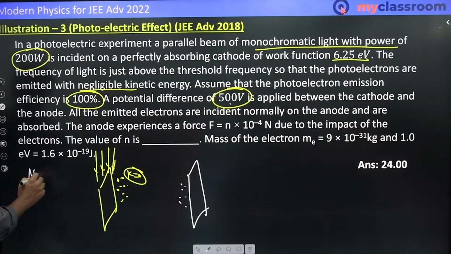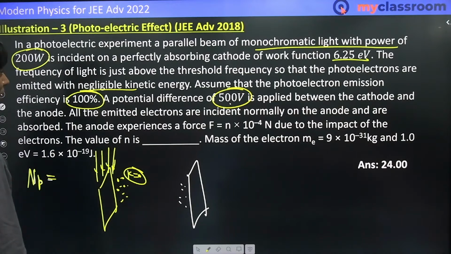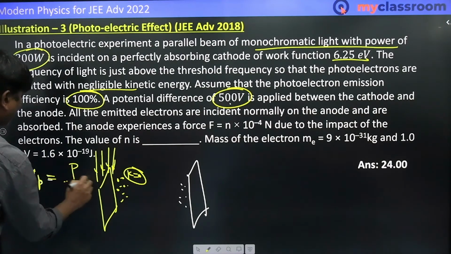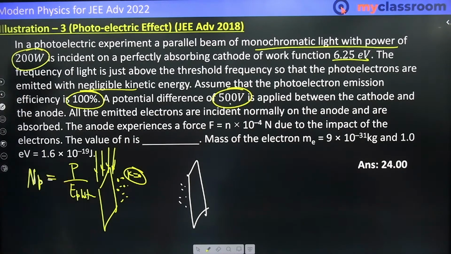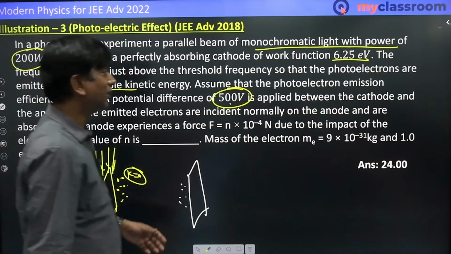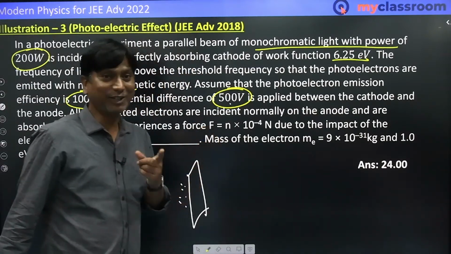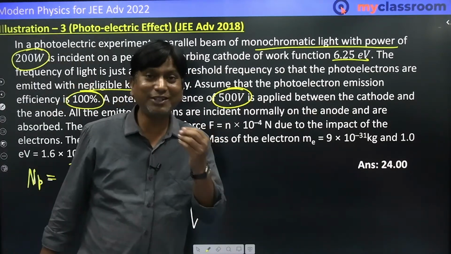The number of photons incident on the metal plate per second is given by power divided by the energy of each photon, as I already told you. And what is the energy of each photon?